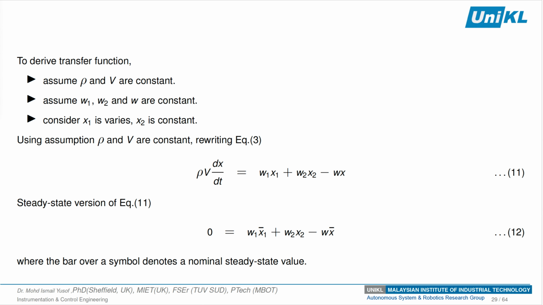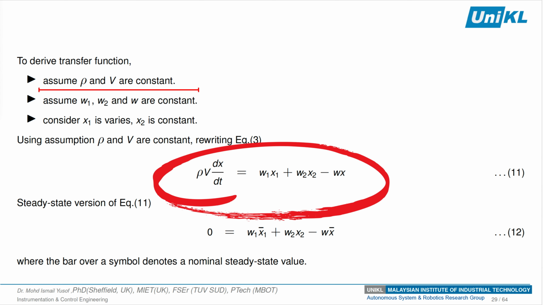To derive transfer function, several assumptions have to be made. First, ρ and V are constant. Second, W1, W2 and W are also constant. And third assumption is x1 varies and x2 is constant. Using first assumption, which is ρ and V are constant, rewriting equation 3 gives ρV dx/dt equal to W1x1 plus W2x2 minus Wx.